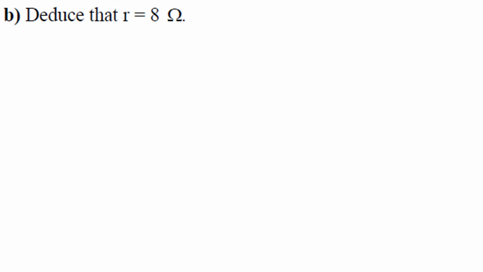Deduce that R equals 8 ohms. نحن عندنا الباور هي I squared, current squared, multiplied by the resistance. بس أنا هون في عندي two resistances. عندي resistance R of the resistor وعندي small r اللي هي internal resistance of the coil.